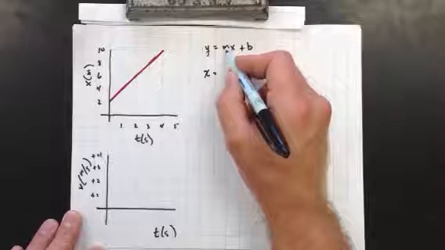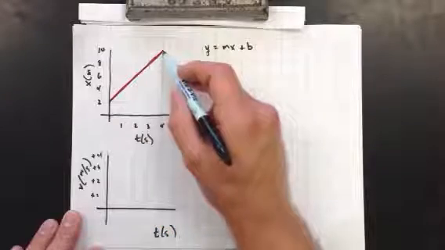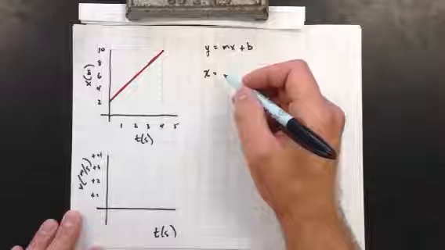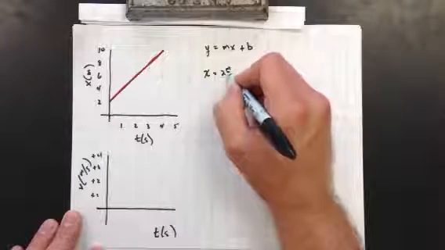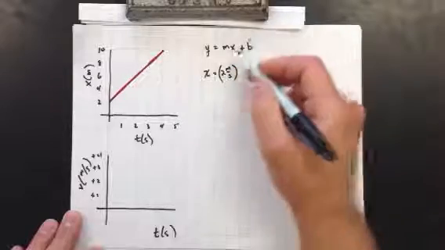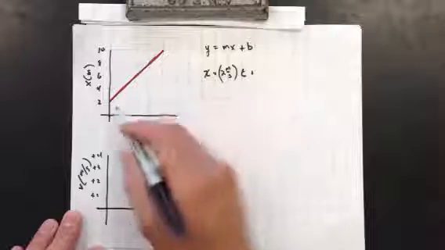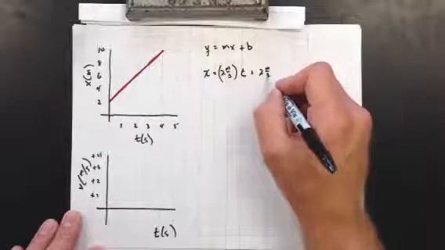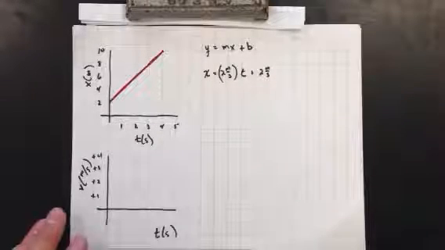For m, we know that it is the velocity, and we can calculate the slope of this. This is 10 minus 2 over 4, so it's 8 divided by 4, which is 2 meters per second. And on our x-axis we have time, and our y-intercept is 2 meters. Okay.